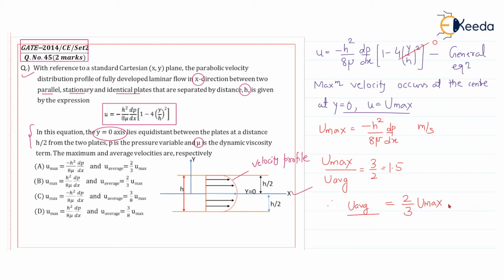Okay, so which option is correct? Option A only is the correct one, 2 by 3 of u max. Okay, along with the minus sign it is coming. So option A is the correct answer. Okay, thank you.